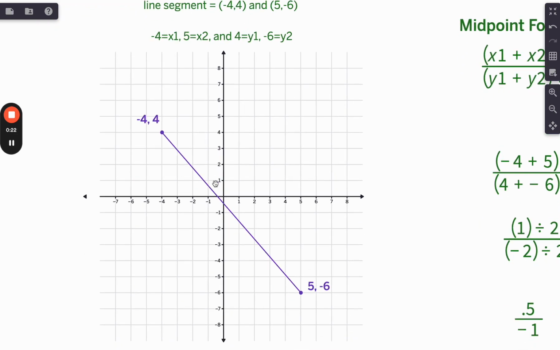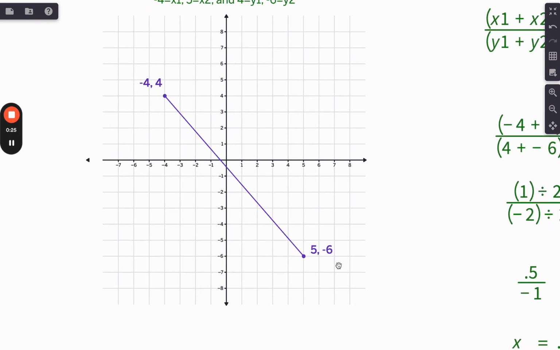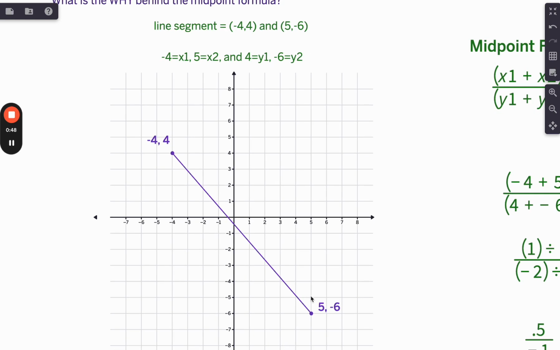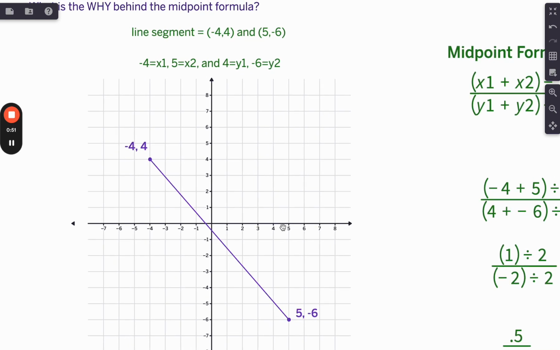So here on my coordinate plane, I have graphed a line. And we have these coordinates for our line segment. It is -4 for the x, sorry, and 4 for the y. So we go over on our -4 and up on our y-axis, and we get the point here. And then for the next point of our line, we have 5 for the x and then -6 for the y.